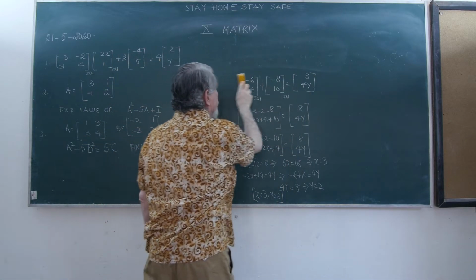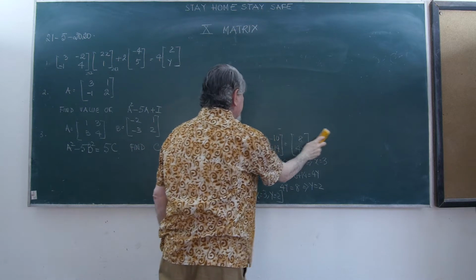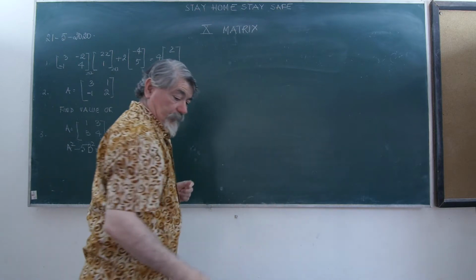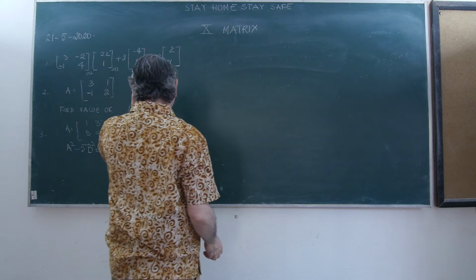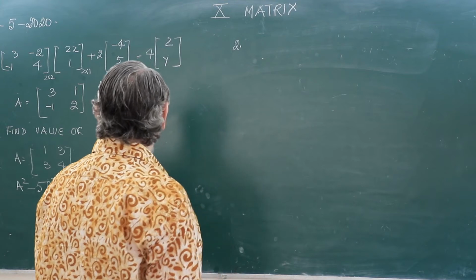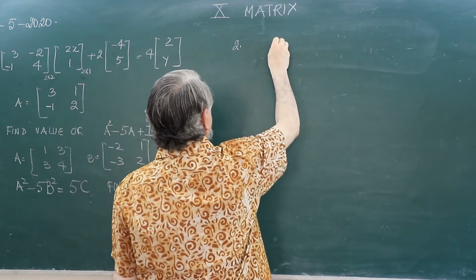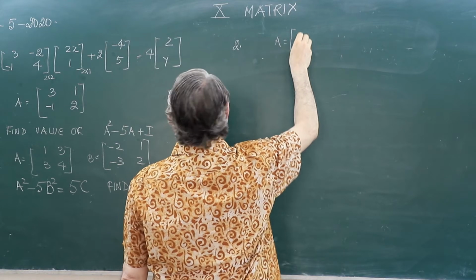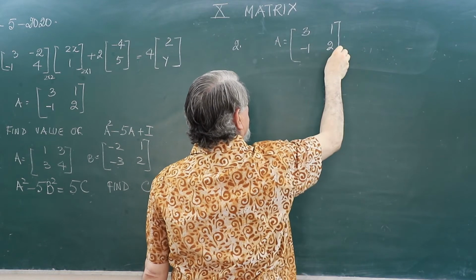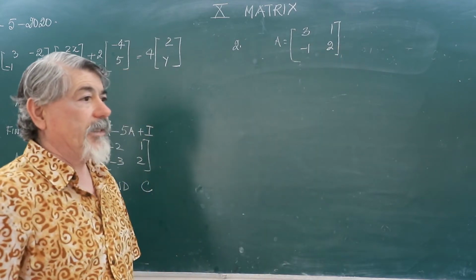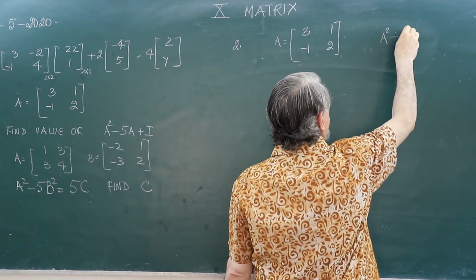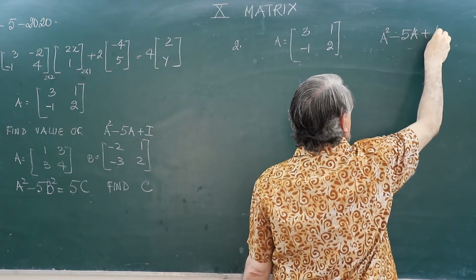Now let us see question number 2, in which he has given you a matrix A and he wants you to calculate the value of a particular expression, A square minus 5A plus I, where I is the unit matrix. A is given to be 3, 1, minus 1 and 2. He wants you to calculate A square minus 5A plus I.